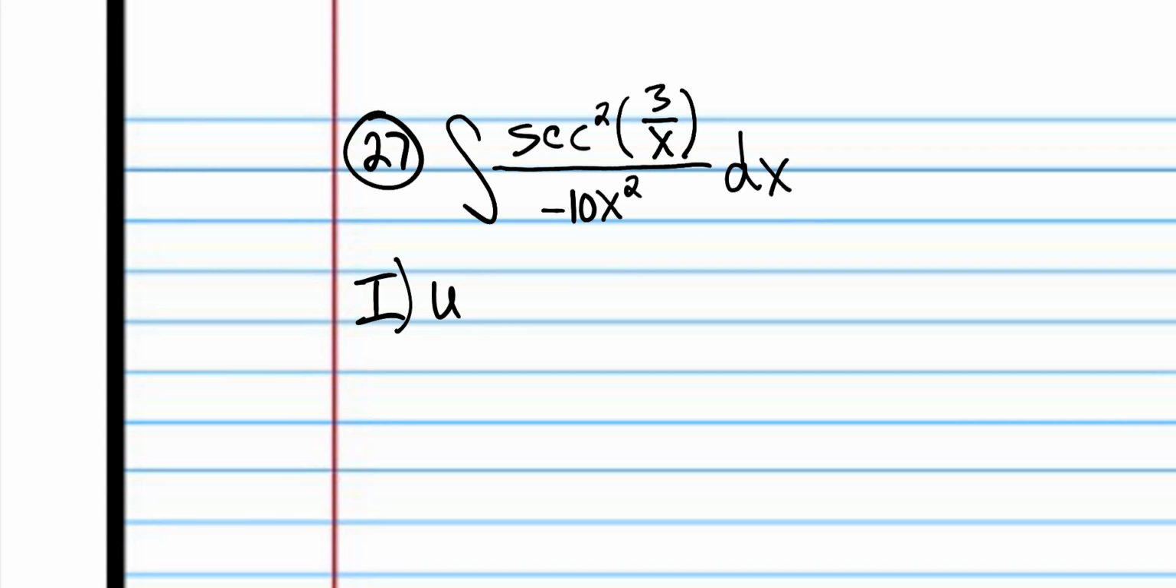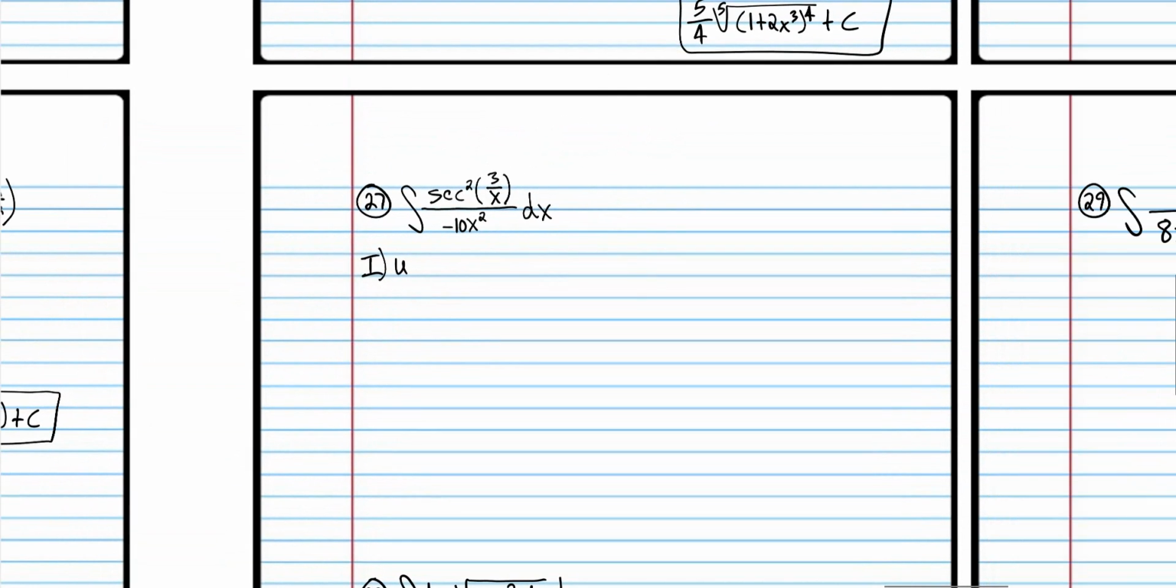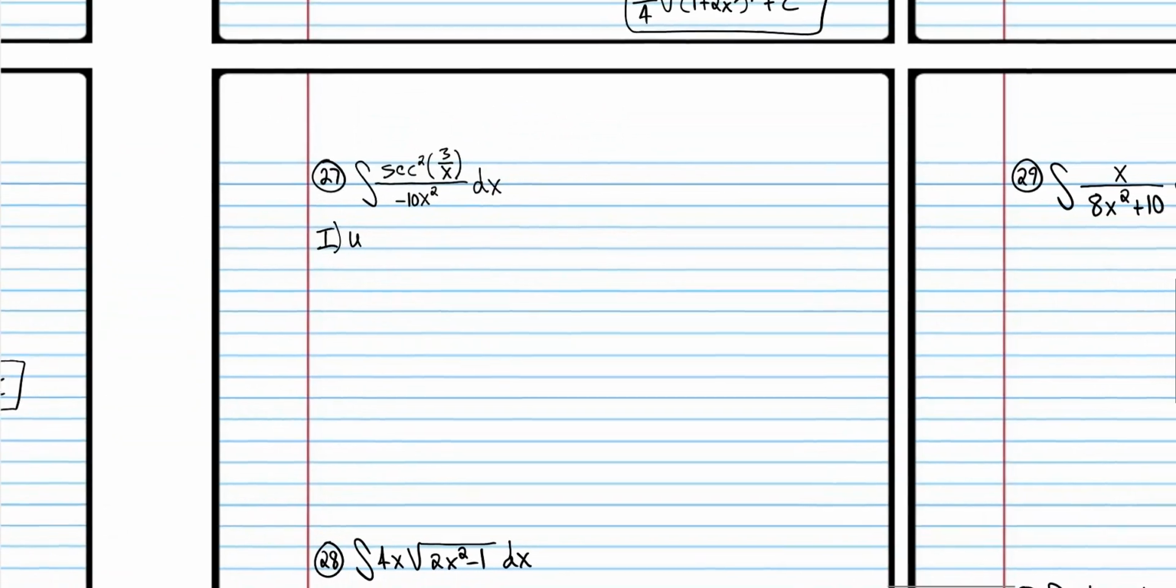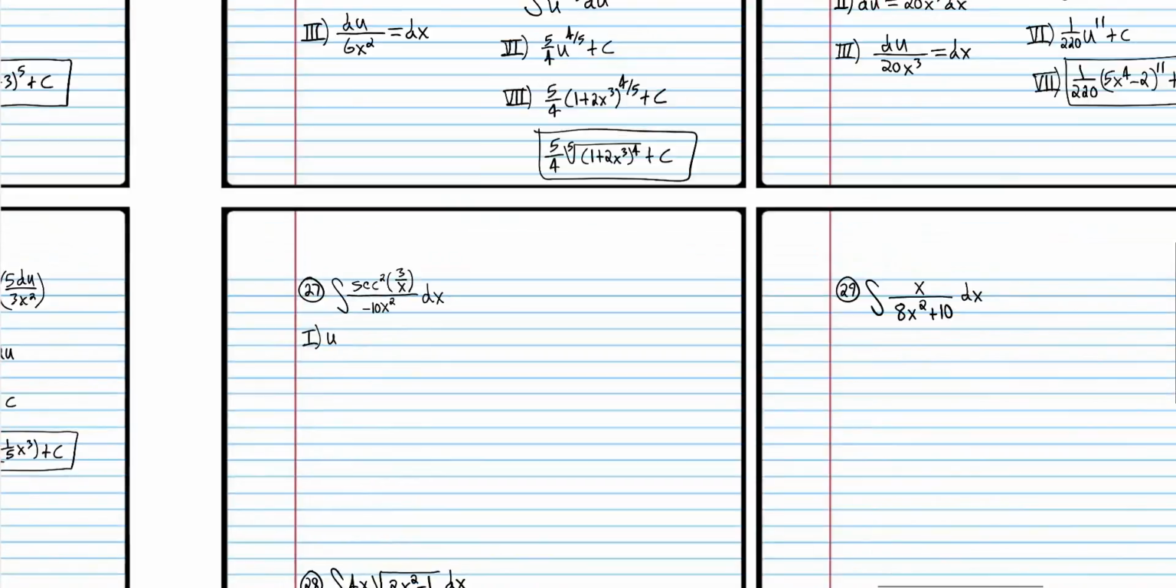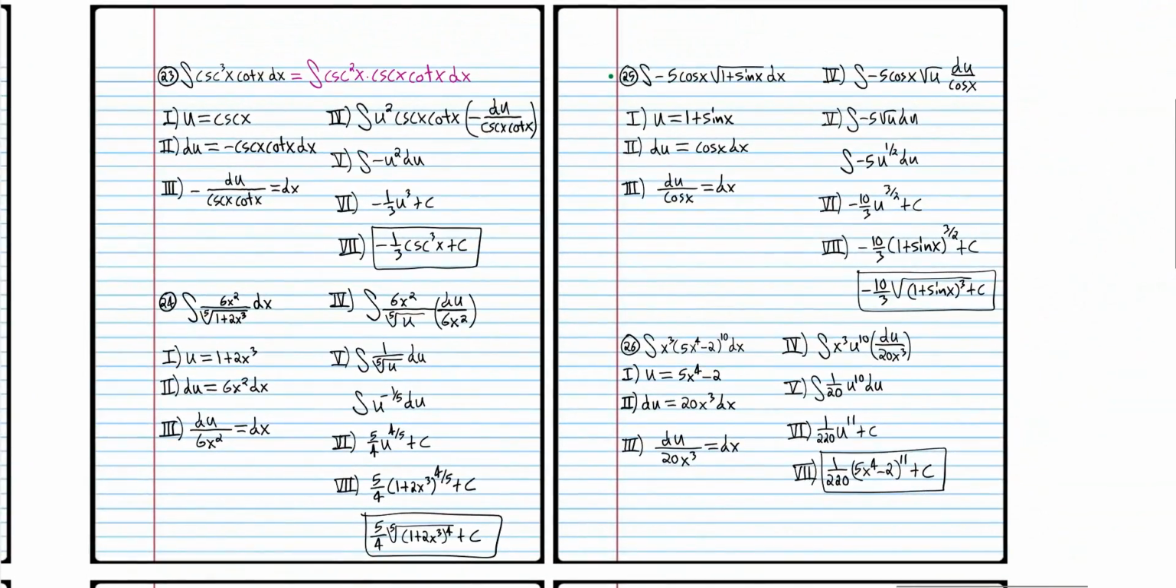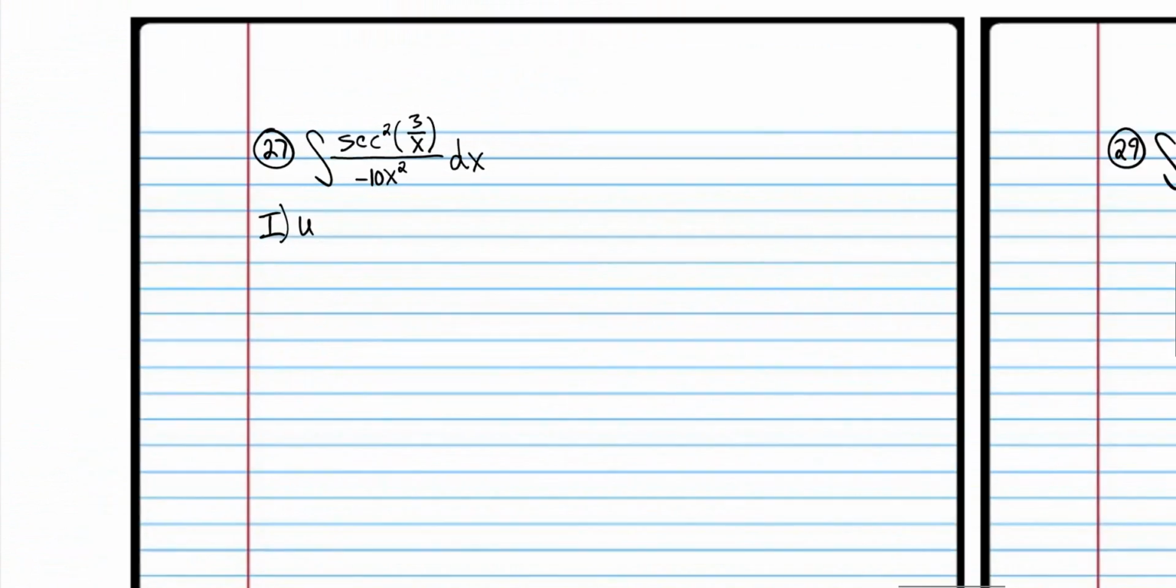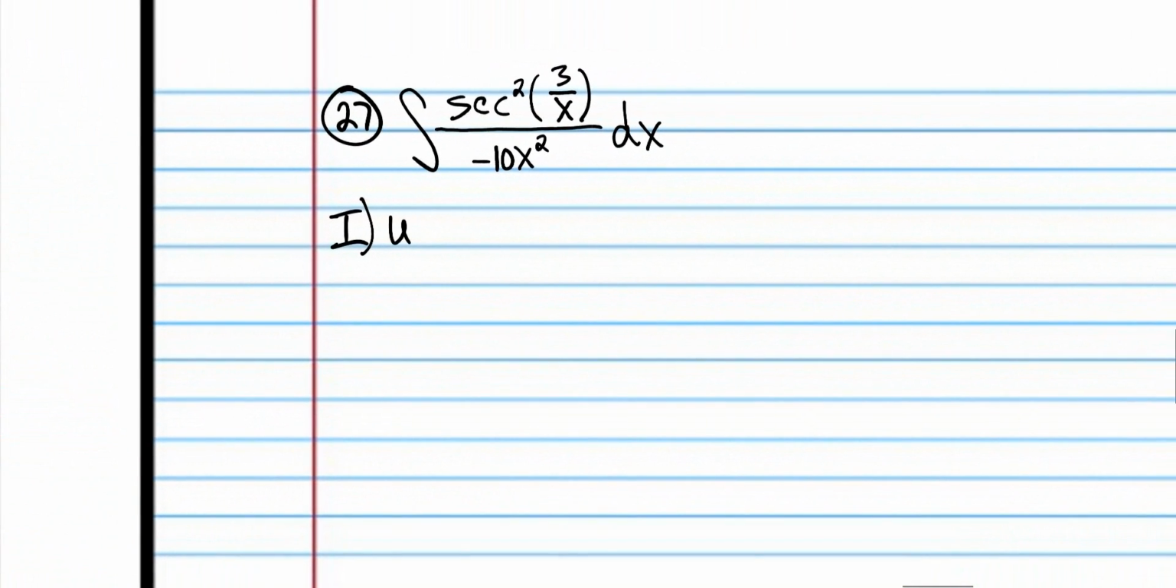So step 1 is find your u value. Now I'm going to give you a hint. u is going to be 3 over x. Alright, now you can take a picture of all this information if you want. Let u be 3 over x and attempt number 27. When you come back, we'll do it together.